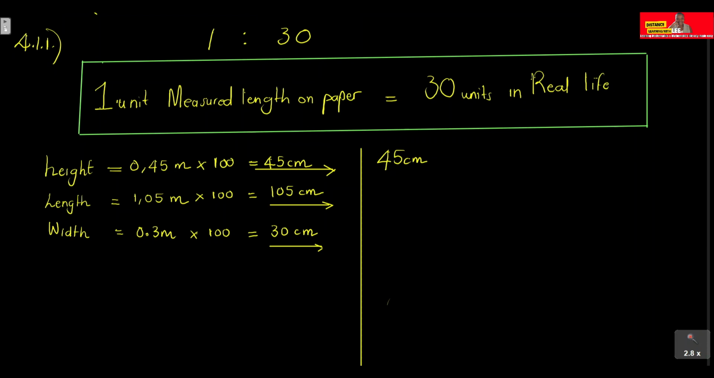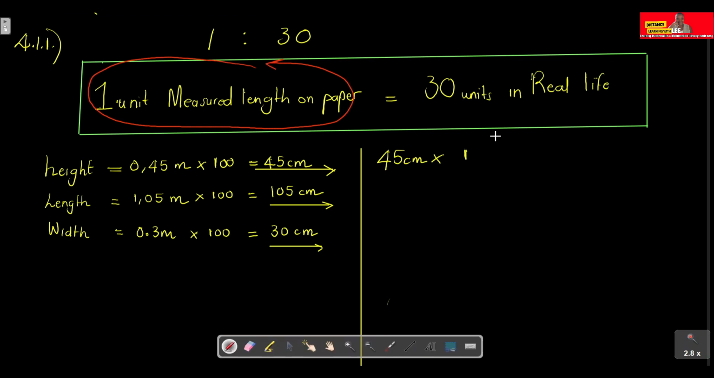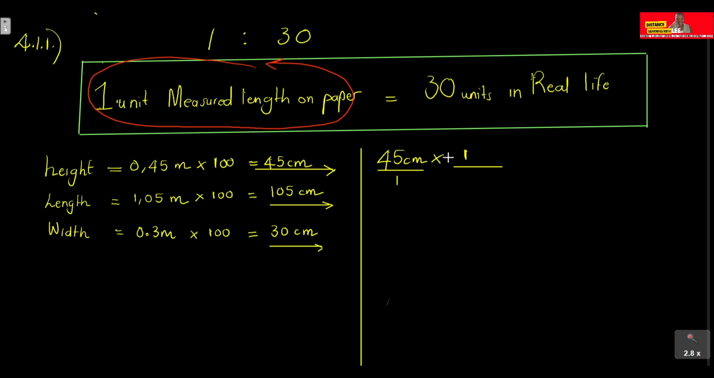So we're going to multiply by what we want. What do we want? The length of the fish tank on paper. So we're going to multiply by 1. This is the measured length on paper, and you're going to divide it by what? What does that 45 centimeter represent? That represents the units in real life. So we're going to divide by what we already have, which is 30.